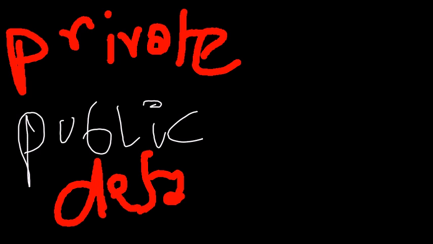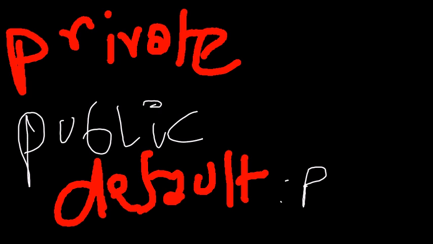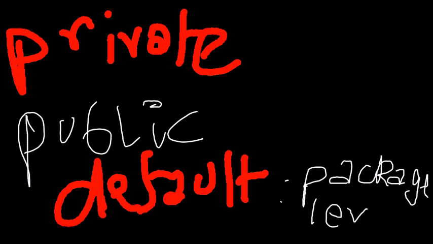Default is basically like package level access. What that means is all classes in the same package can access a default marked member. Now what is a default marked member? When you don't put either public or private in front of a class or a method or a variable, then it's a default marked member.